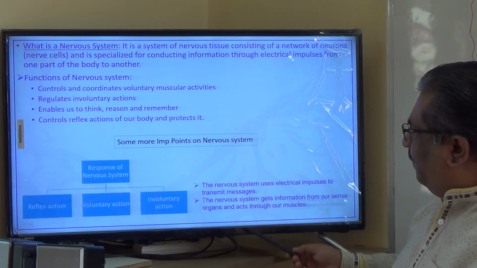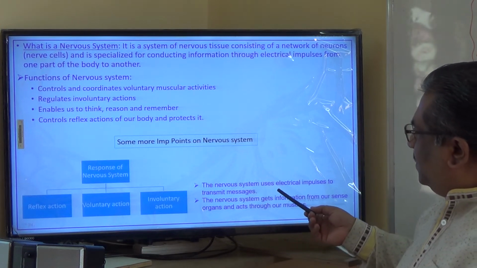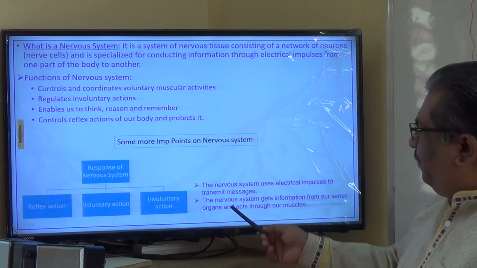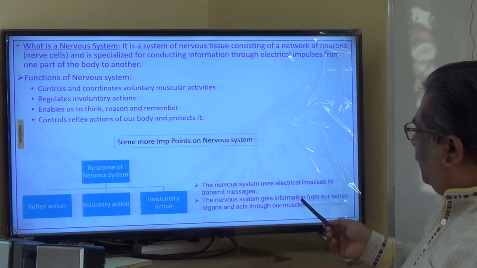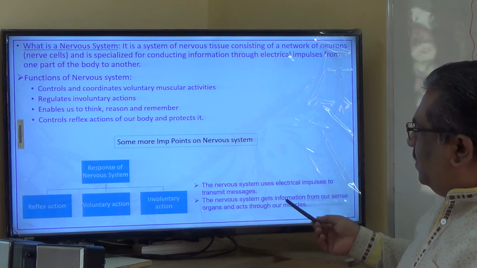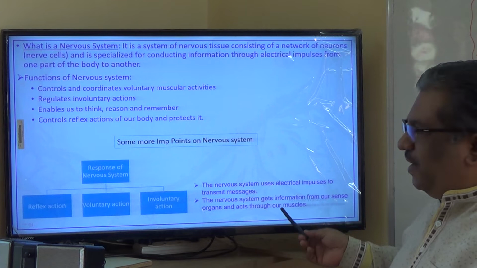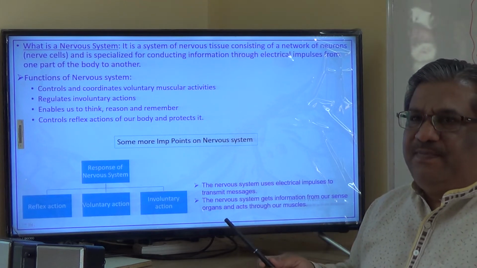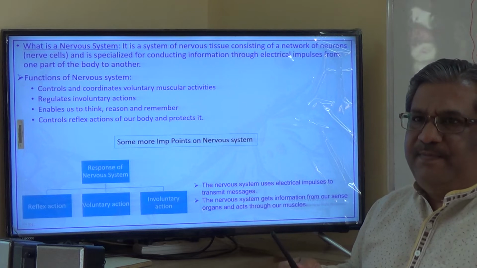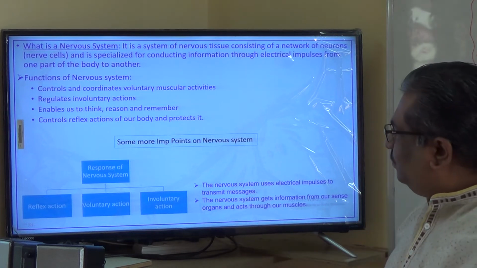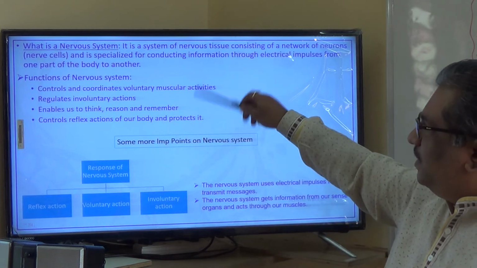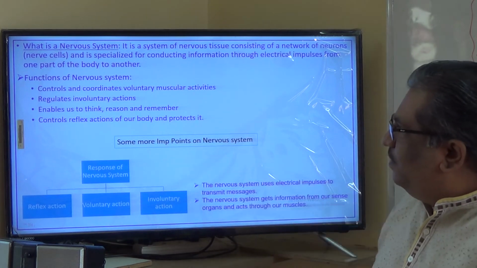Let me see. The nervous system uses electrical impulses to transmit messages. It is quite clear. The nervous system gets information from our sense organs and acts through our muscles. We'll study what these sense organs are and what the muscles are that provide the movements of the body parts, which are called effectors. So this part we'll see later. Note down these things and also this table.